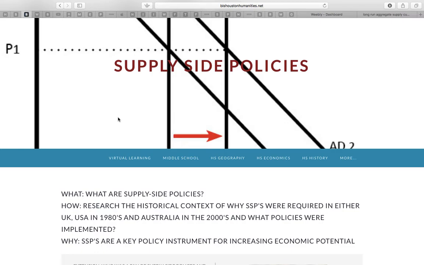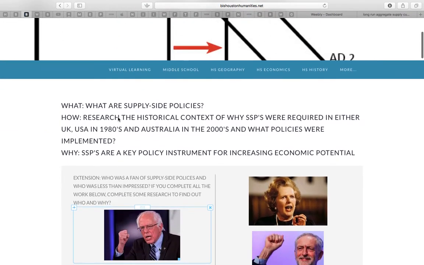In other words, what they essentially do is create more aggregate supply and therefore more long-term real GDP output. So in this lesson, we're going to be considering what supply side policies are, and we're going to be looking at the historical context in which supply side policies were born in the 1980s, particularly in the United Kingdom and in the United States of America.